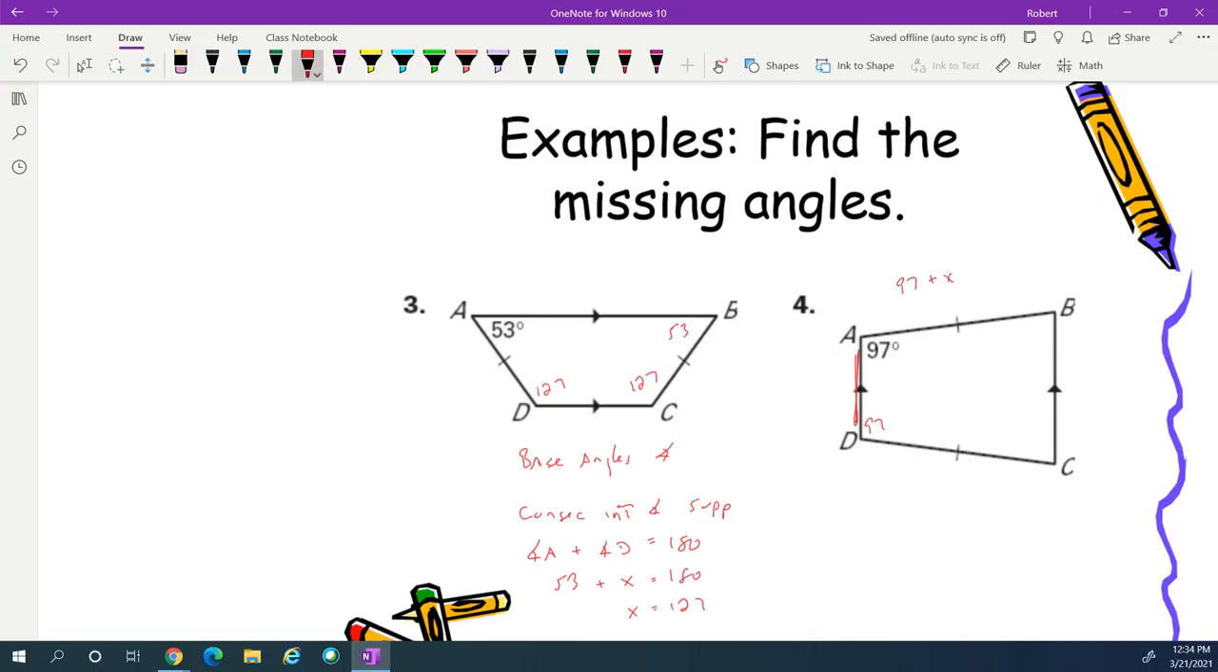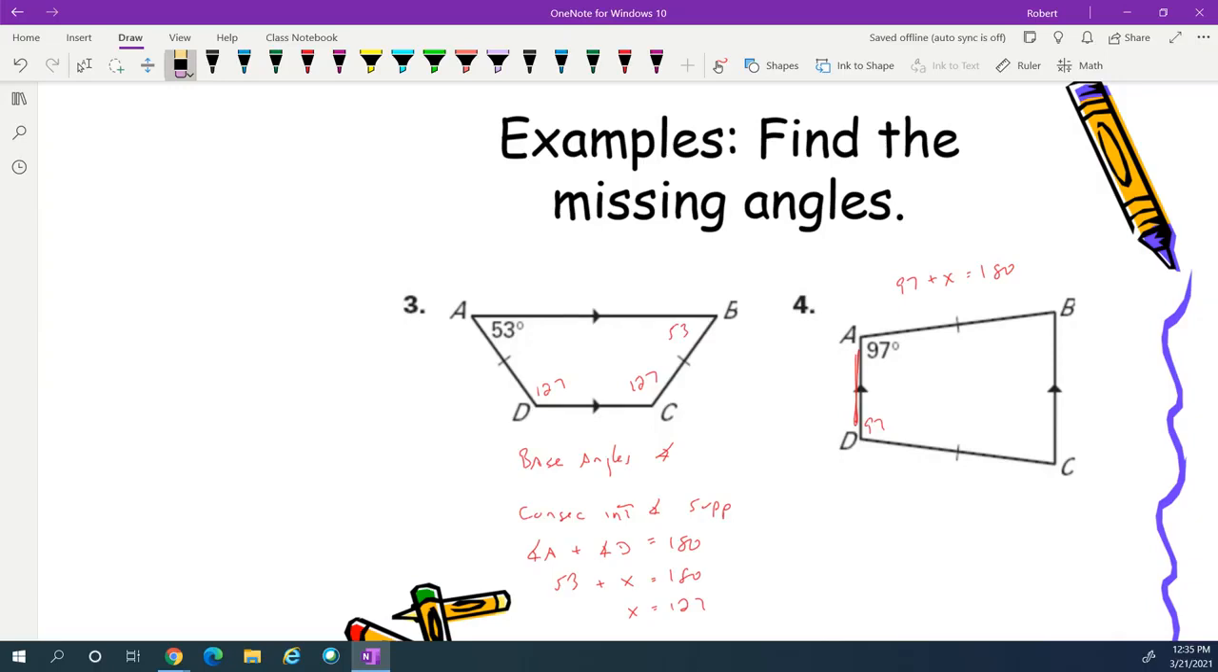Along the leg, we have consecutive interior angles that are supplementary. I'm sorry, not 103. 180. I got to think a little slower.